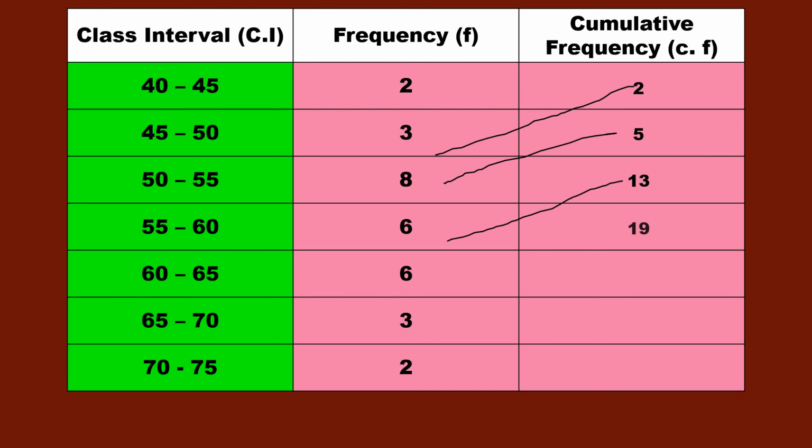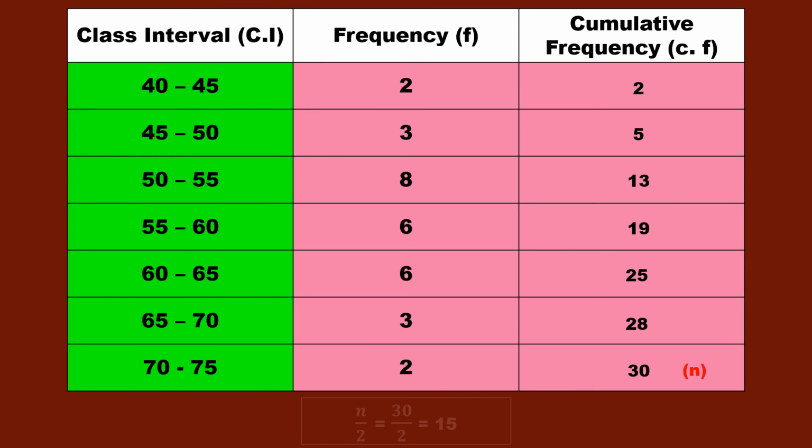13 plus 6 is 19. 19 plus 6 is 25. 25 plus 3 is 28. 28 plus 2 is 30. This value is already given in the question, so we got it in the correct way. So 30, this is your n. The first thing we should pick from the table is n. After n, we should do n by 2. So n by 2 is 30 by 2, 15.